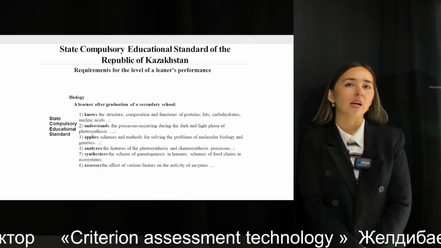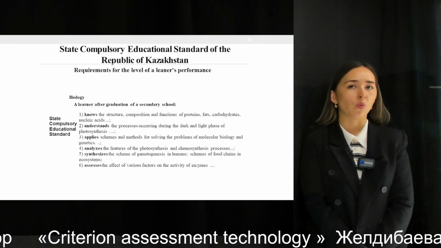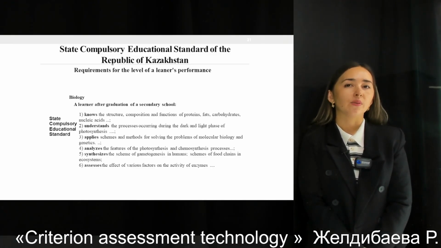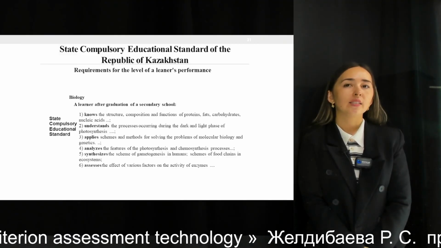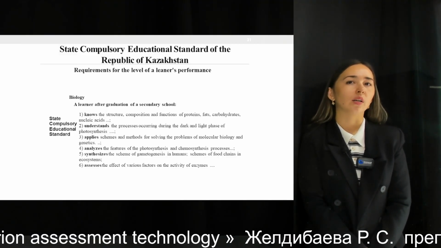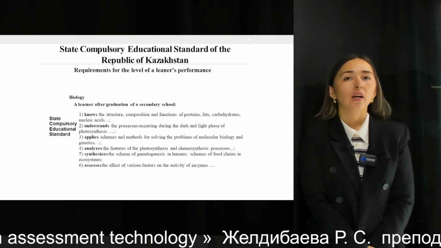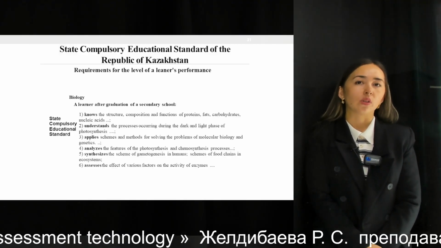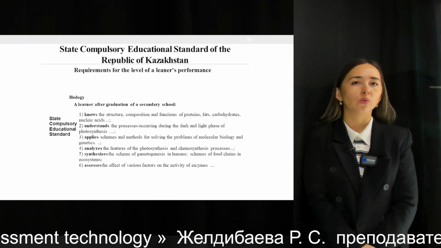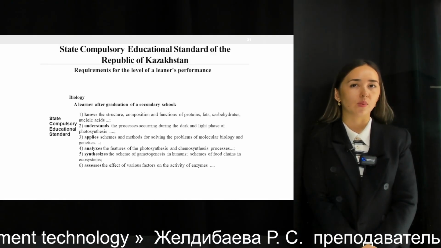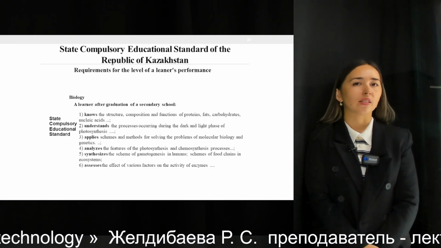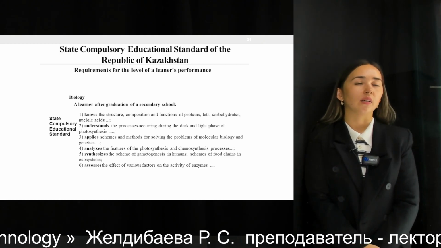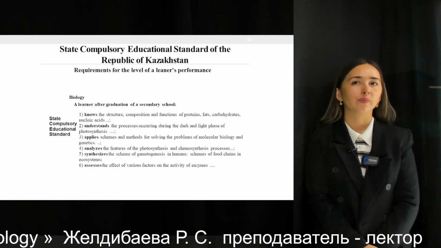Applies the schemes and the methods of solving the problems. Analyze the features of photosynthesis. Synthesizes the scheme of gametogenesis in humans, schemes of food chains and ecosystems itself. Assesses the effect of various factors on the daily routine.